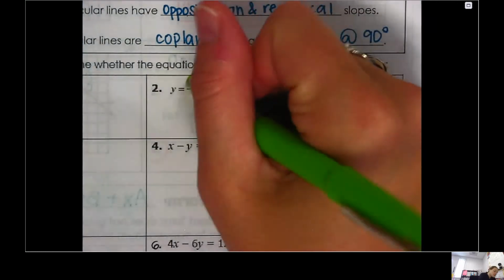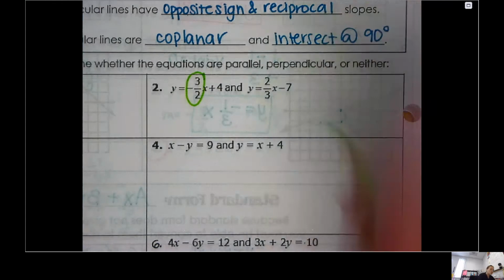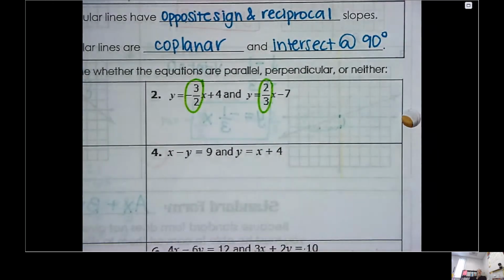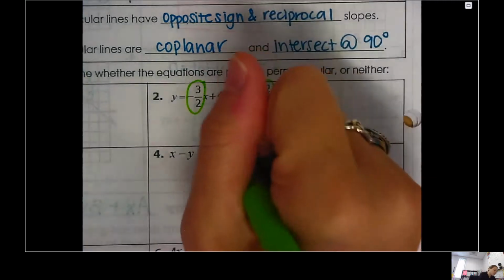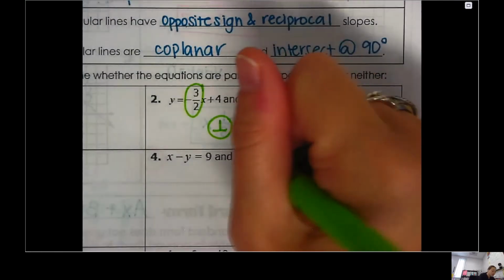Negative 3 over 2. What is the slope in the second equation? 2 over 3. Circle them. Get in the habit of it. Are these slopes the same? No. Are they opposite reciprocals? Yes. So what kind of lines are they? Perpendicular. You can either put the sign, which is an upside down T, or you can actually write the word. I don't care.